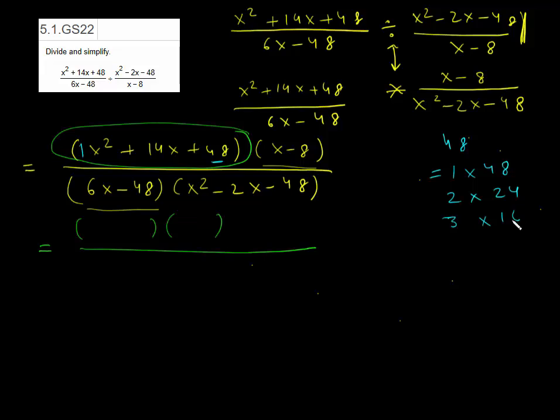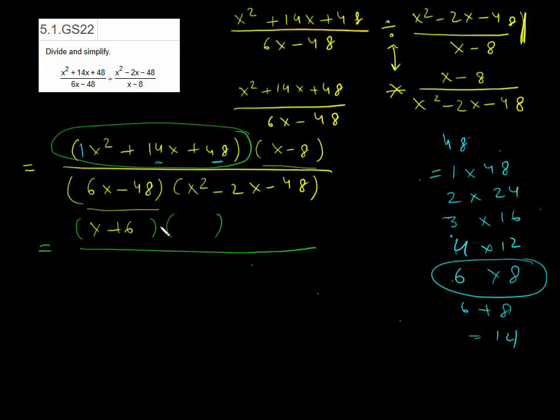So I'm just gonna quickly list out all the factors. 4 times 12, and the last one is 6 times 8. And clearly 6 times 8 is what we need because 6 plus 8 is 14, which is the middle term of this expression. So now if I factorize the first one, we get x plus 6, x plus 8. We already had x minus 8. I'm just gonna write it again.